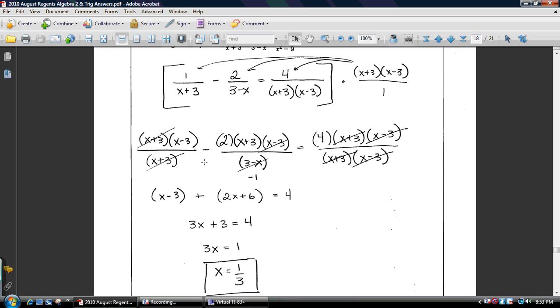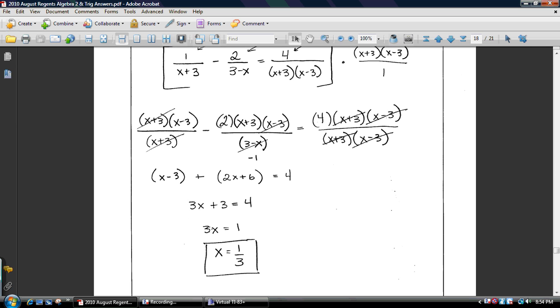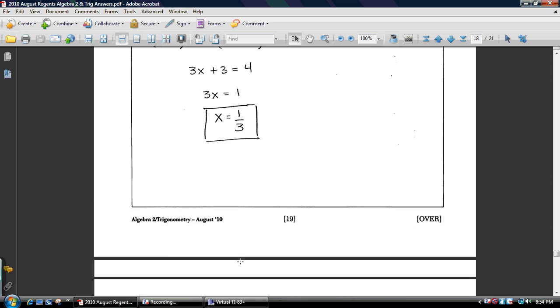Now, where did I get this plus sign from? Because this -1 and this subtraction sign create a positive. That's where that comes from. X minus 3 plus 2x plus 6, because I distributed the 2 inside, equals 4. And from there on out, it's a piece of cake. You just add them together, subtract 3 over to this side, divide by 3, you get a third.